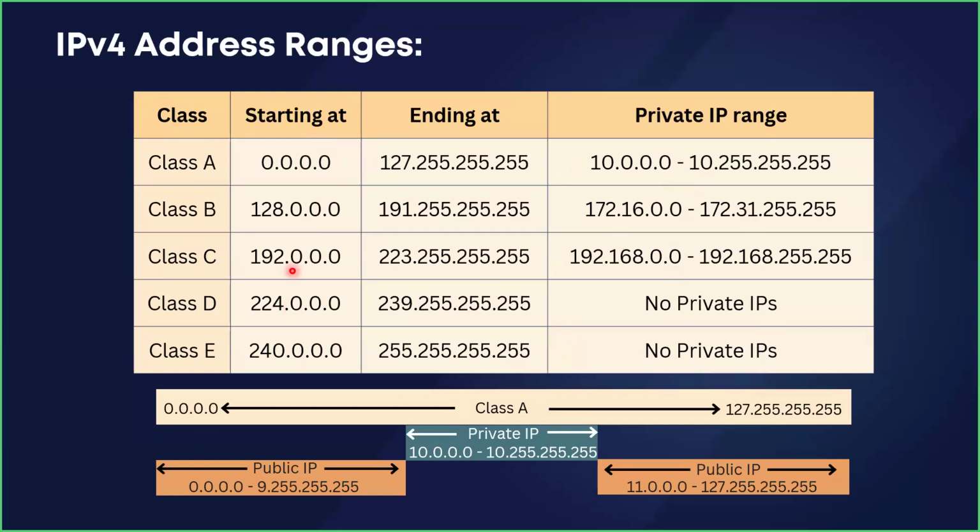Any questions regarding the ranges, guys? Any issue with how these classes are being differentiated, or how in each class you have a set of private and two sets of public IPs? Any questions in that? Yeah, I got your question, Pankaj, why do we classify them? I'll explain them in a minute.